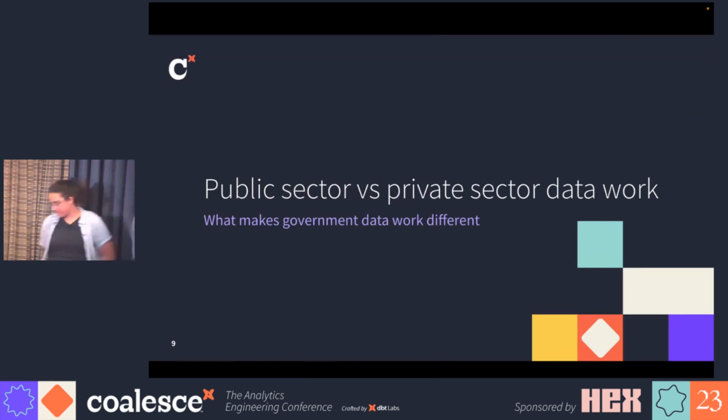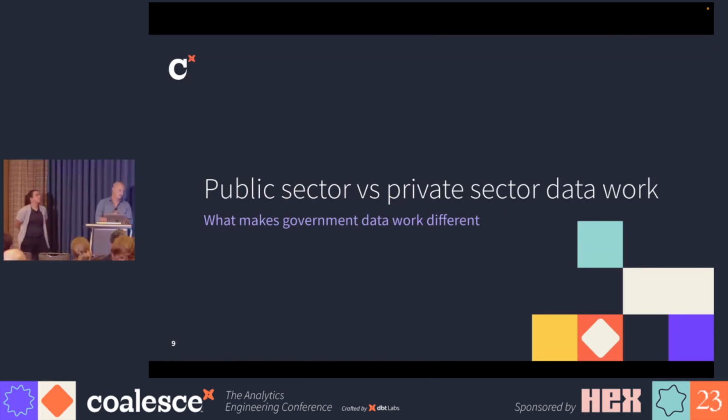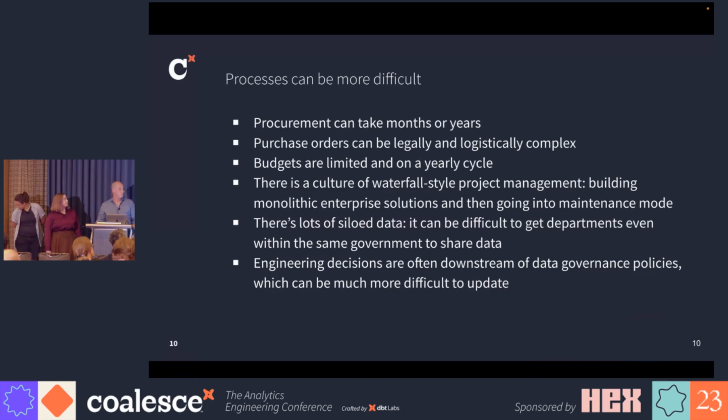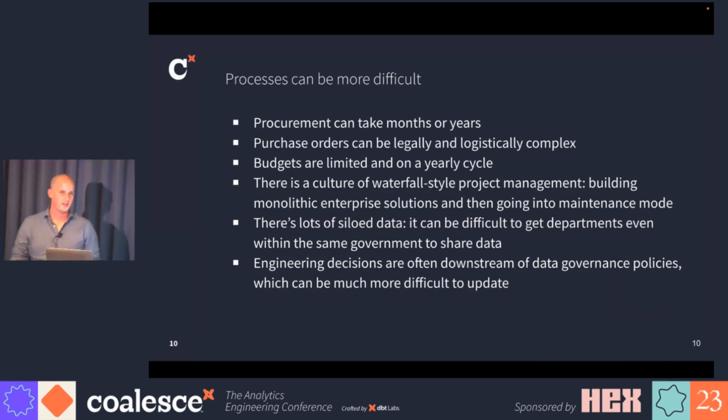All right, so I'm going to talk for a minute about public sector versus private sector data work and what makes government data work maybe a little different from what most people here have worked on. So right off the bat, I'd like to talk a little bit about process. The process in public sector data work can be significantly more difficult than private sector work. Procurement of things, including SaaS tools, can take months or years. Purchase orders can be legally and logistically complex. Budgets are smaller. They're limited and they're often uncertain from year to year.